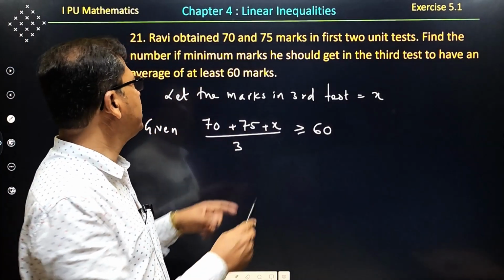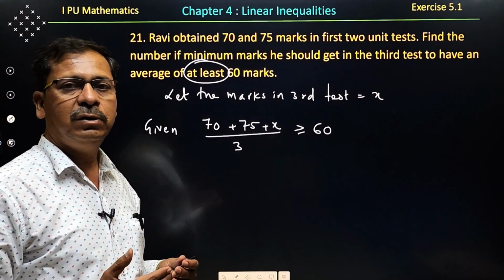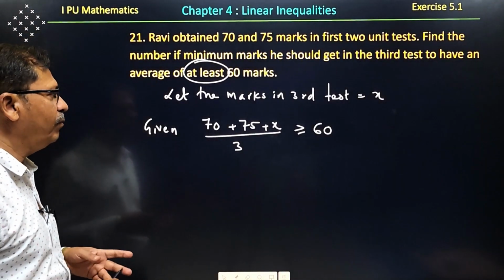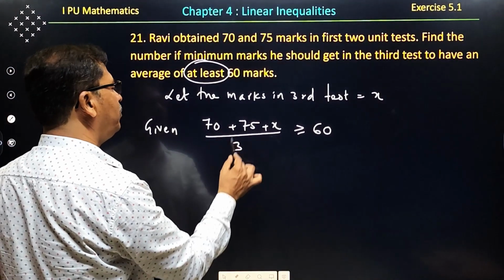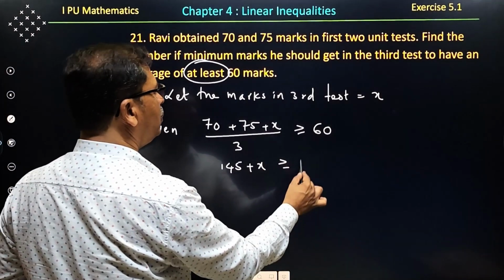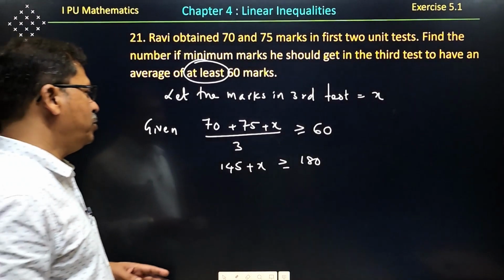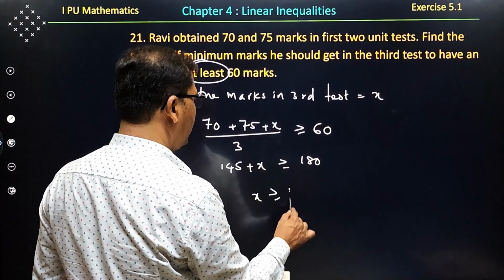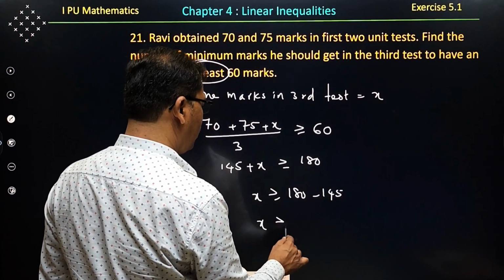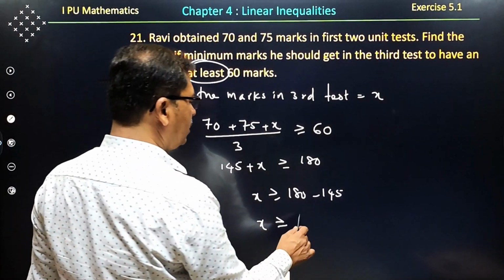At least. You must try to understand this terminology. At least 60 marks means 60 should come. That does not mean 61, 62, 63 should not come. Greater than 60 is also fine. 70 plus 75, 145, plus x, is greater than or equal to 180. 60 into 3 leads to 180. So x is greater than or equal to 180 minus 145. 180 minus 145 is 35.